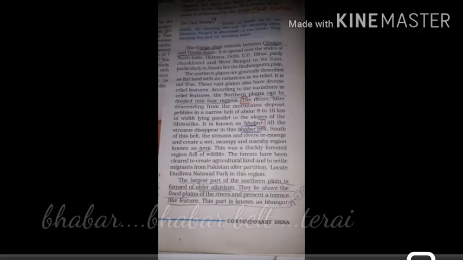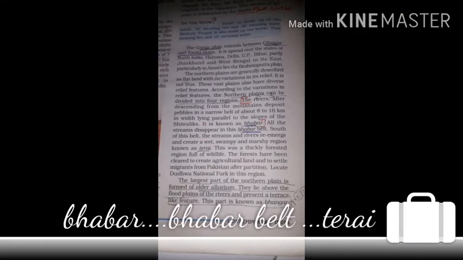The next part is the Ganga plain. The Ganga plain extends between the Ghaggar and Tista rivers. It is spread over the states of North India: Haryana, Delhi, UP, Bihar, partly Jharkhand, and West Bengal to its east. Particularly in Assam lies the Brahmaputra plain. In this way, it covers the major states of India.